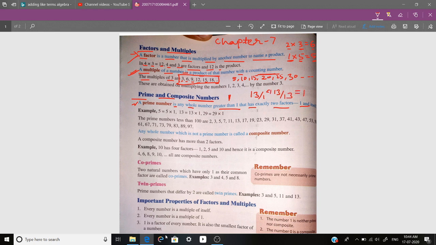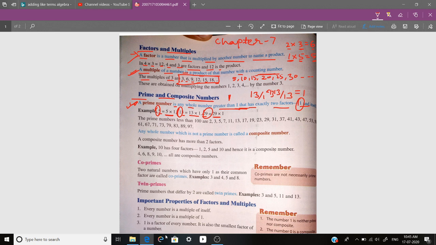So students, prime numbers are the numbers which are more than 1 and have only two factors, 1 and the number itself. For example, 5. What are the factors of 5? 5 and 1. What are the factors of 13? 13 and 1. What are the factors of 19? 19 and 1. So we can say that 5, 13 and 19 are prime numbers.